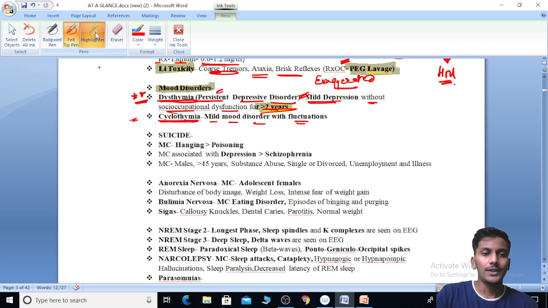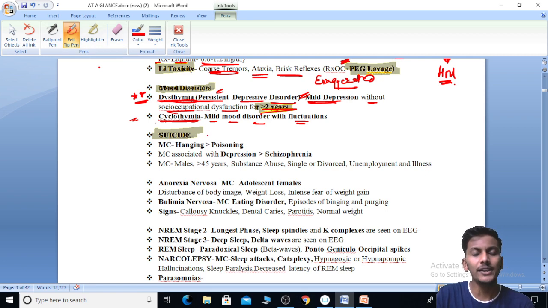Now talking about an important topic, that is suicide, right? And suicide is most commonly associated with which disease? Yes, right, along with depression. Yaad rakhna. So now they can ask you which is the most common method of suicide, okay? Which is the most common method of attempting suicide? So the answer should be the most common method of attempting suicide is hanging.